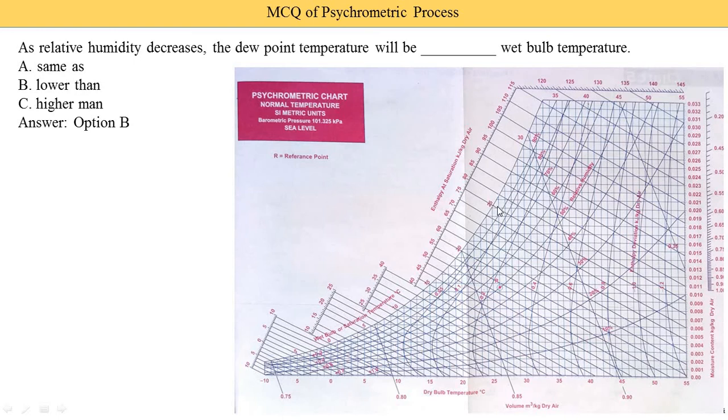Now we change the relative humidity. Suppose we go up to 30 degrees, then what do we see? The dew point temperature is 19 degrees, okay. So it is lower than the wet bulb. So what is our answer? It is lower than that.